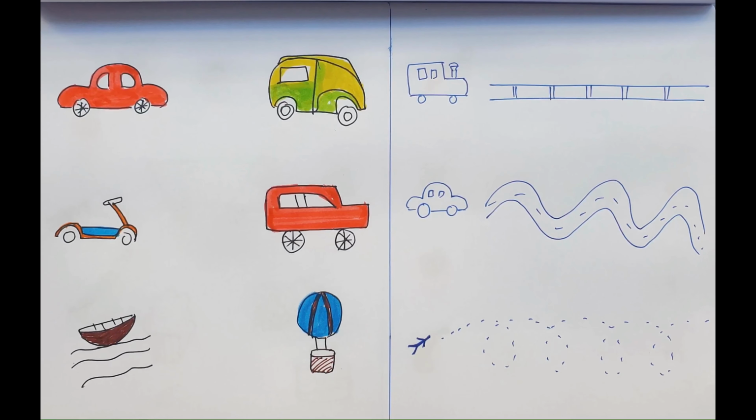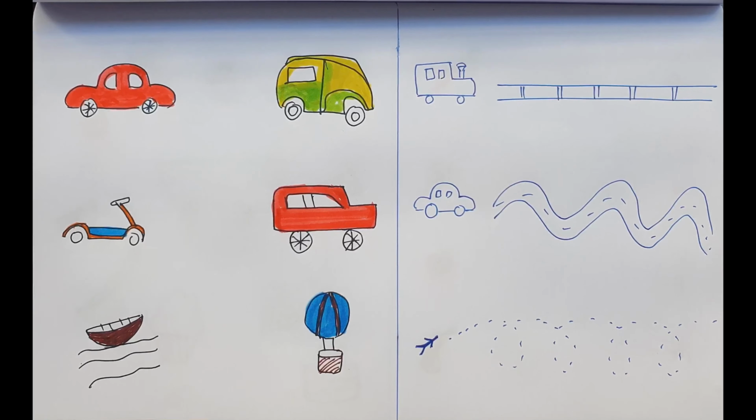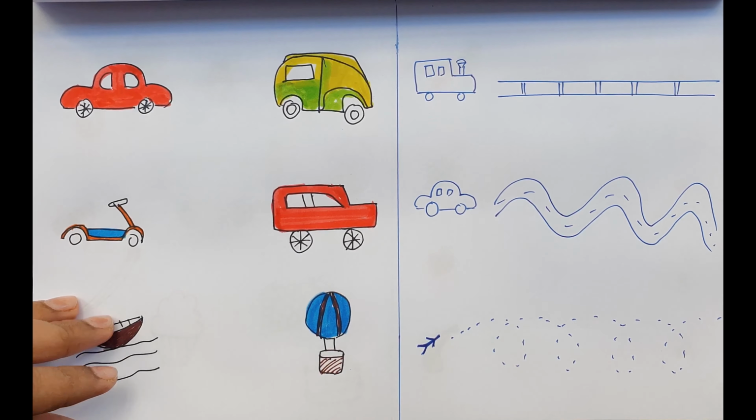Worksheet number 9 and 10 are the last worksheets for the mode of transport. We're going to see some other activities later on. Okay, coming to worksheet number 9, which is on the left hand side, the kid needs to identify two vehicles which have the same number of wheels and match them up. And the 10th worksheet, which is on the right hand side, is a basic tracing activity once again.